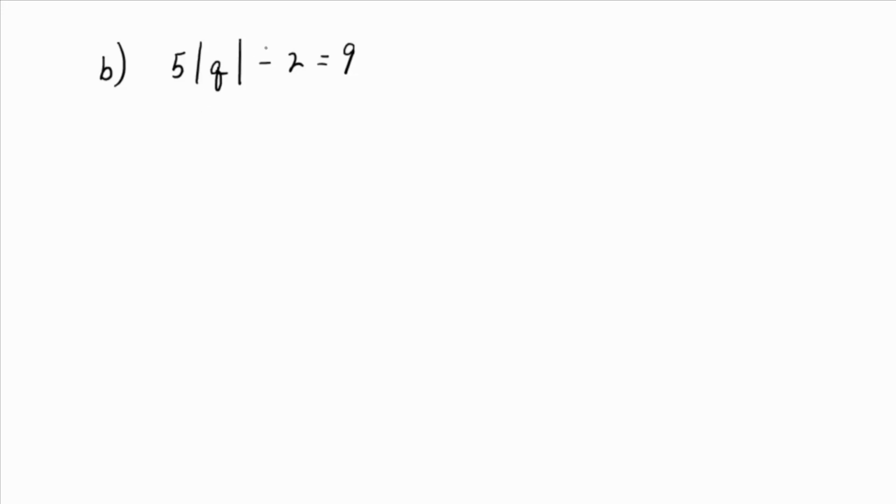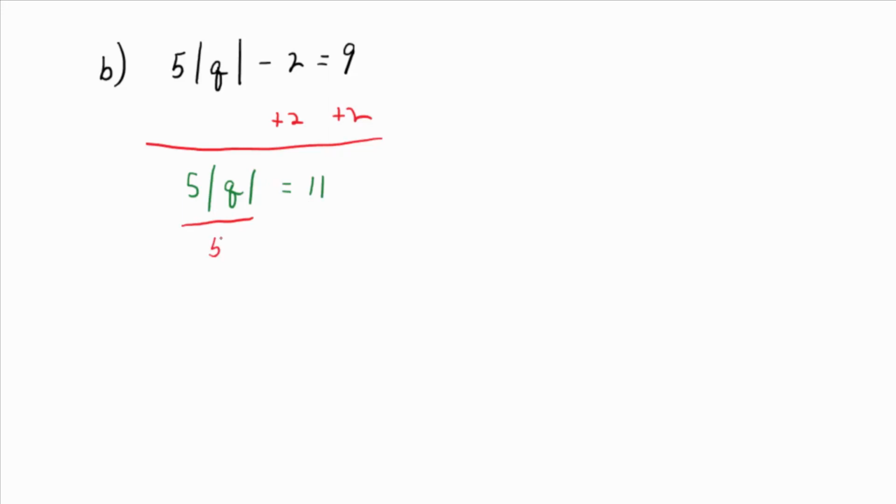Okay, so how do I solve? Think of the absolute value of q as just the unknown. How do I solve for the absolute value of q? What do I do? Add 2. Well, what does that get me? 5 times the absolute value of q equals 11. Yeah? Then what do I do?